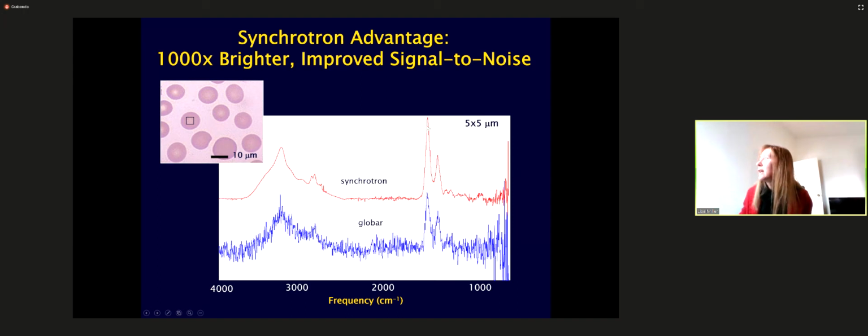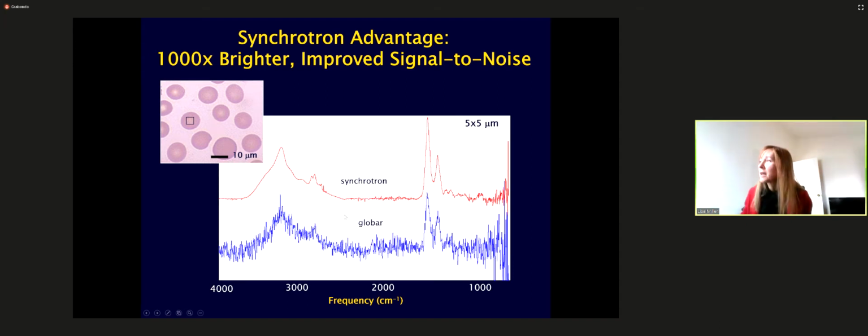But you see the amide bands of the proteins in the single red blood cells are very well shown here in the synchrotron spectrum, but in the Globar spectrum, there's no way you would be able to deconvolve this amide-1 peak in order to find out things about secondary structure because of the noise in the Globar spectrum. So if you want to do things that are really small, the synchrotron is helpful.